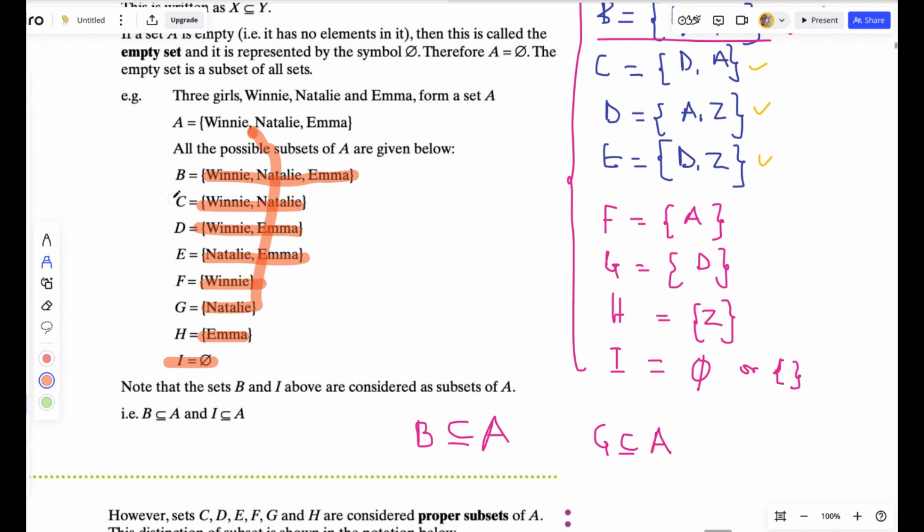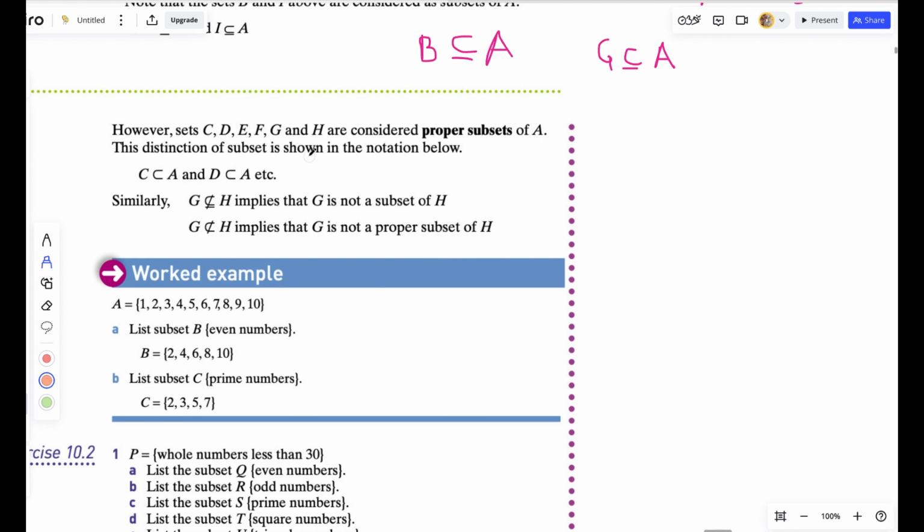Now from the proper subsets, start from set C to set H. I is also not a proper subset. These are the proper subsets of the main set, from set C to set H. They are the proper subsets because they consist of 2 out of 3 or 1 out of 3. They are called the proper subset. So sets C, D, E, F, G, H are what we call the proper subsets of A.